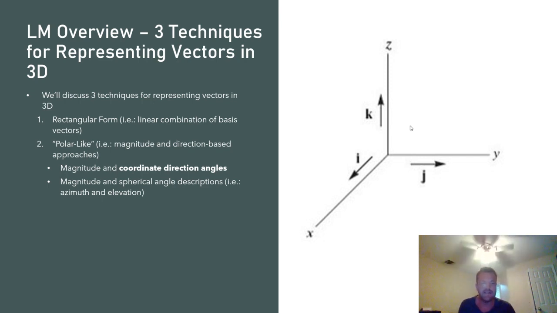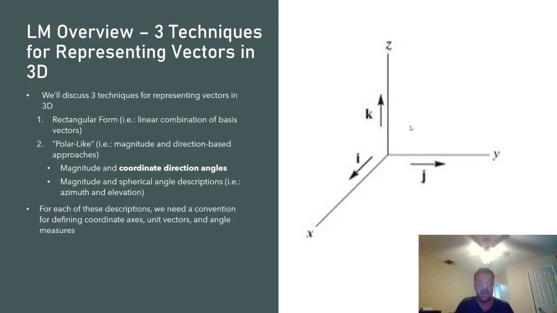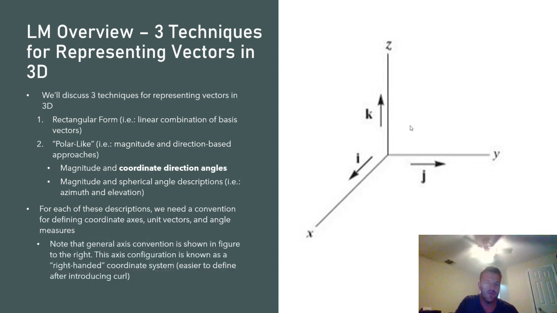However, in both of those cases, when I do azimuth and elevation, that just tells me the line of action of the vector. In order to describe it fully, I also need the magnitude. So each of these descriptions, you're going to need defining coordinate axes, you're going to need unit vectors, and you're going to need angle measures. We kind of alluded to some of those already, but we'll look at them in more detail in the coming slides. So there is the way that the book will generally do a three-dimensional axis system.